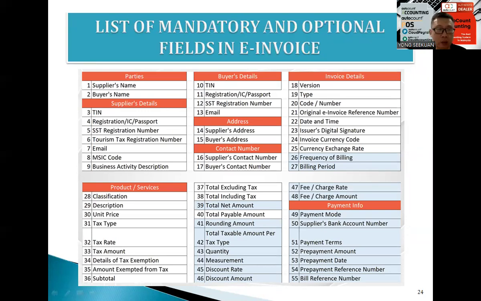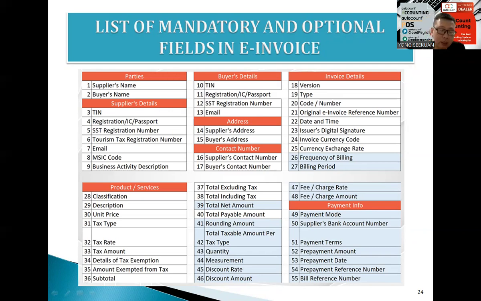You see here 1 to 55. It means you have 55 columns. If you're using Excel to fill in, you may need to fill in 55 columns in your Excel file to upload into this MyInvois portal. So take note of that. I believe some of you are freelancers.